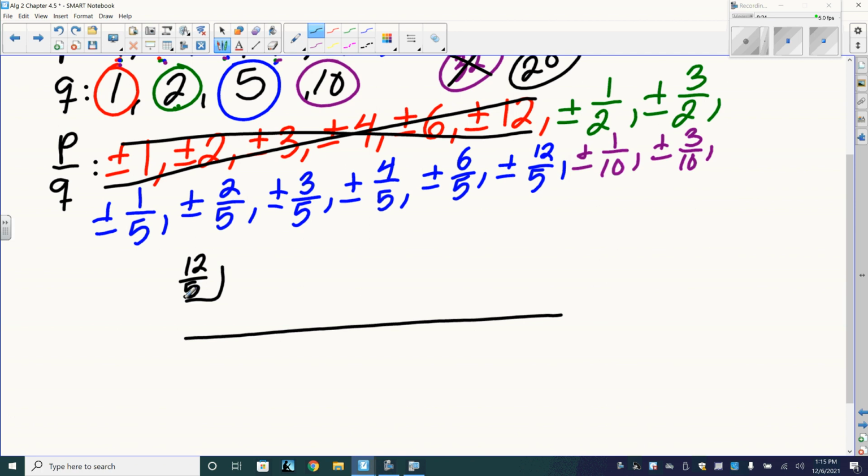Now across the top, we will use our coefficients. So 10, -11, -42, 7, and 12. And then we would bring down the 10.